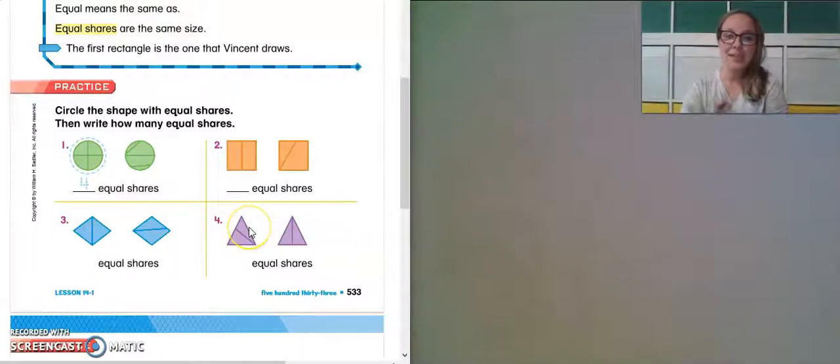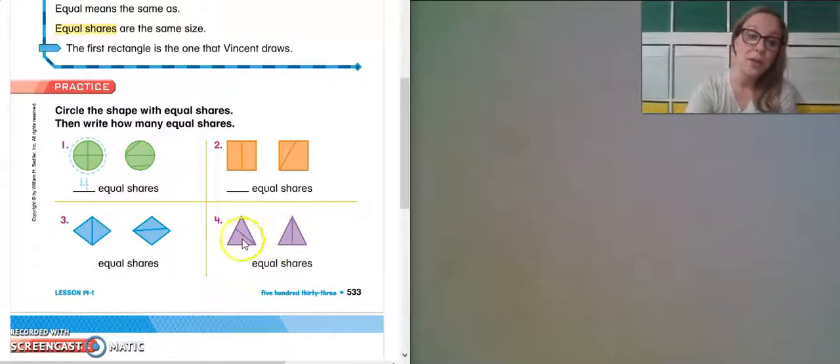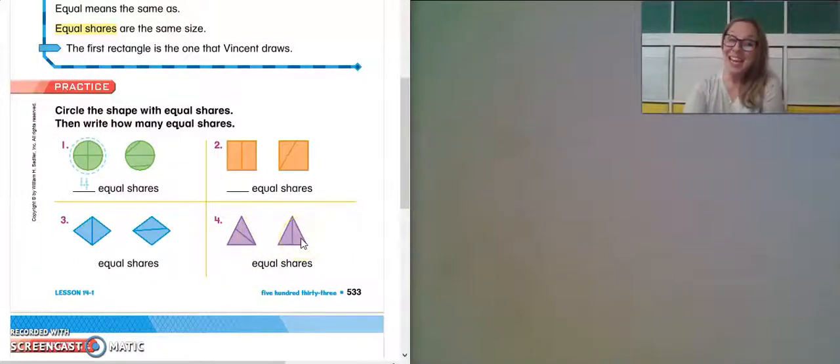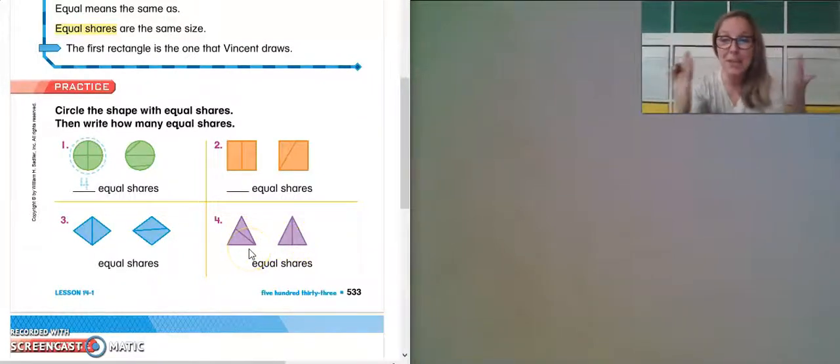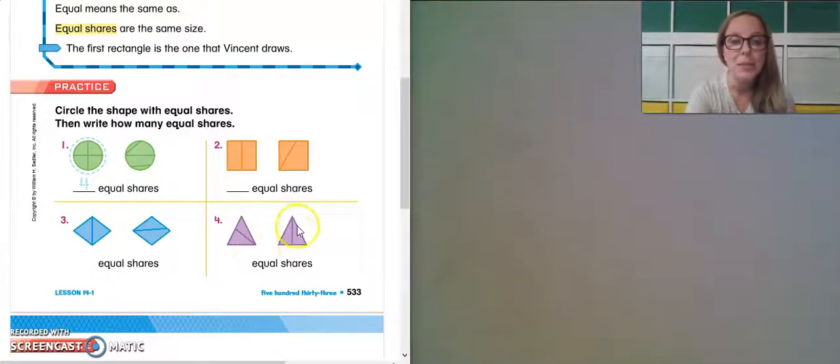Looking at number 4, we have purple triangles that are broken up into 2 parts. So for equal shares, we're going to say 2 equal shares. And now we have to decide which one of them has 2 equal shares. Sometimes it gets tricky because they'll be very close to being the same. But we need to look carefully and make sure we choose the one where if we were to lay the parts on top of one another, they would be identical. In this case, the one that has equal, the same, would be the second one. So make sure that you circle that second purple triangle.